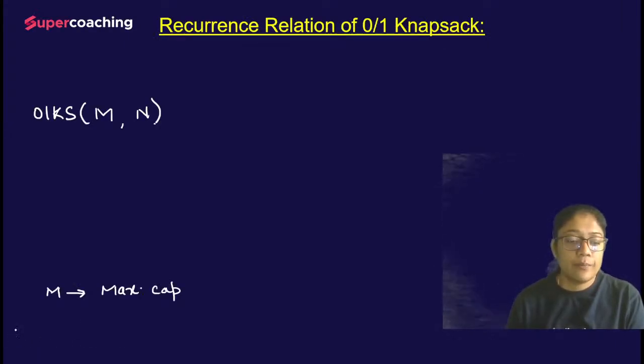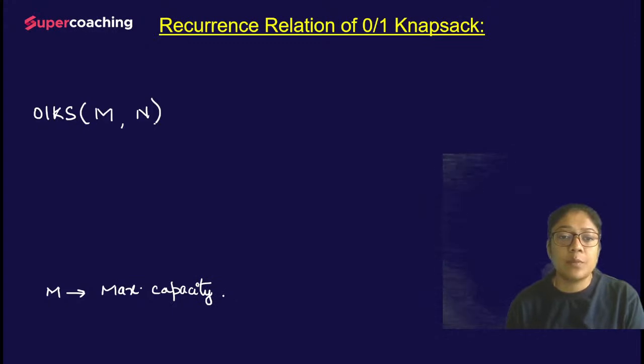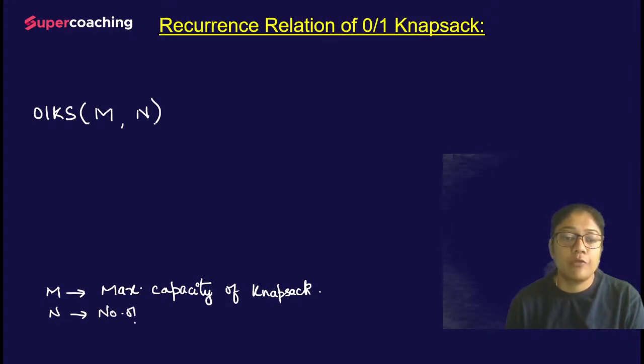Any other query? Now if you are comfortable with the working, try to write the recurrence relation. M is the maximum capacity of knapsack जो उस टाइम पे अवेलेबल है, and n is representing the number of objects, कौन सा ऑब्जेक्ट कंसिडर कर रहे हो। जब भी हम recurrence लिखते हैं, we have to write the recursive statement as well as the termination condition.